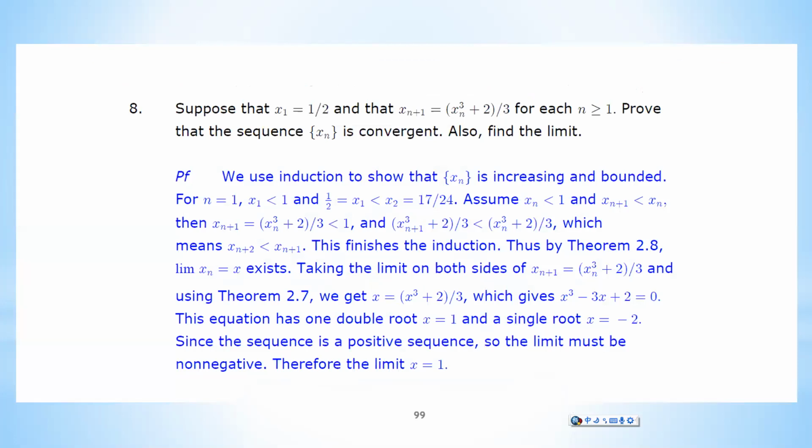Then we come to number 8. Number 8 is an important example, and in this homework we have talked about this already. In this case, you can see that the sequence is defined by this formula. And what you need to do is, first you have to prove that the sequence is an increasing sequence and a bounded sequence.